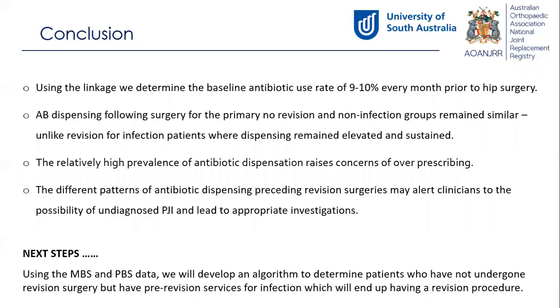And then finally, the conclusion. Using this linkage, we were able to determine the baseline antibiotic use rate of these hip replacement patients, and we found that 9 to 10% use was found. Antibiotic dispensings following the surgery for the primary no revision and revision for non-infection groups remained similar, but not for the revision for infection group. Their dispensing rates remained elevated and sustained throughout the period.